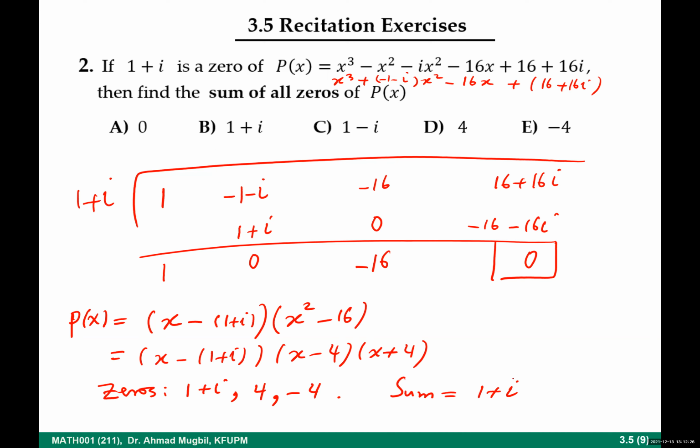What is the lesson that you have learned from this exercise? Write the coefficients in the right way. Okay, let's go to the next question.